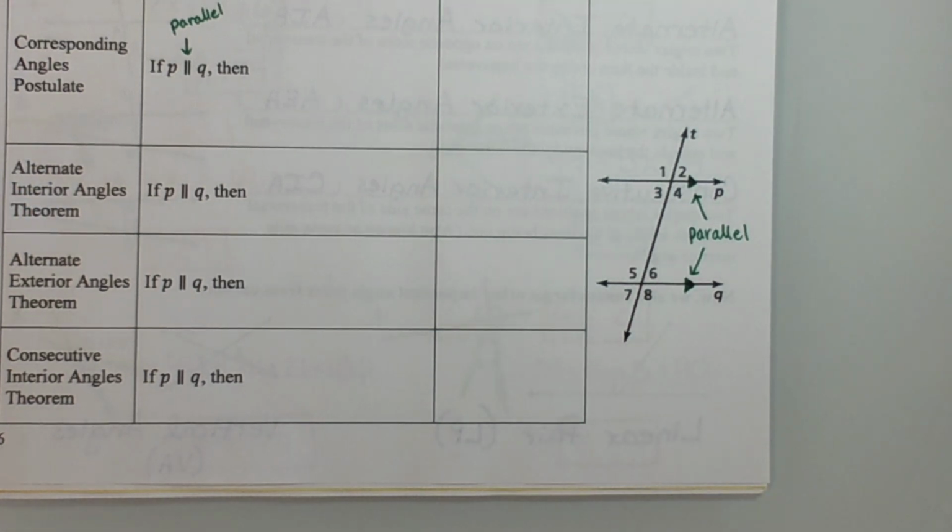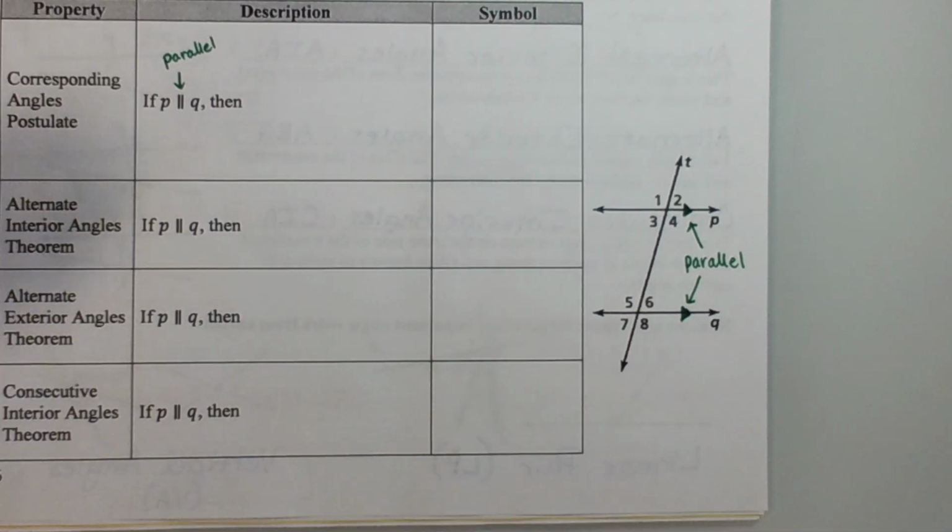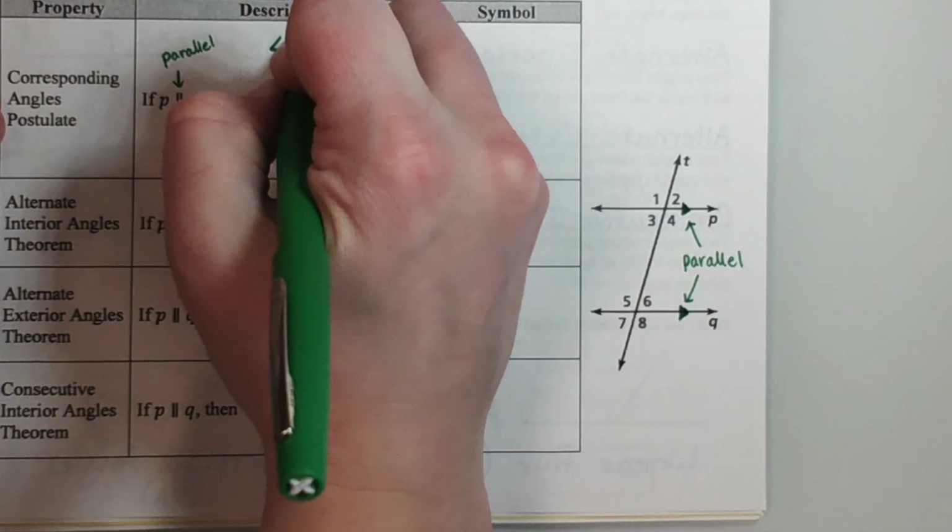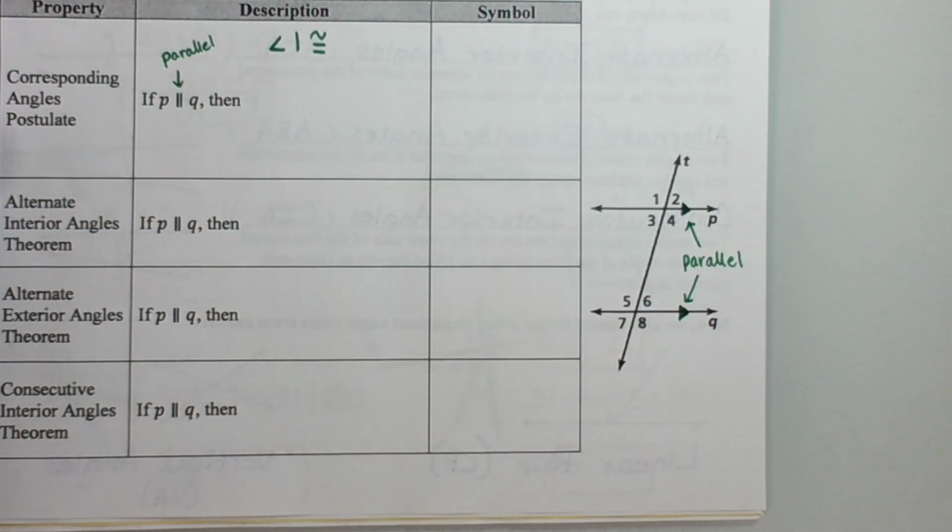If two parallel lines are cut by a transversal, the corresponding angles are congruent. Corresponding means same side of transversal, one interior, one exterior. Angle 1, if I'm going same side of the transversal, I've got 3, 5, and 7. Which one is going to correspond with it? 5, because it needs one interior, one exterior, but it can't be right next to it. So angle 1 would be congruent to angle 5.